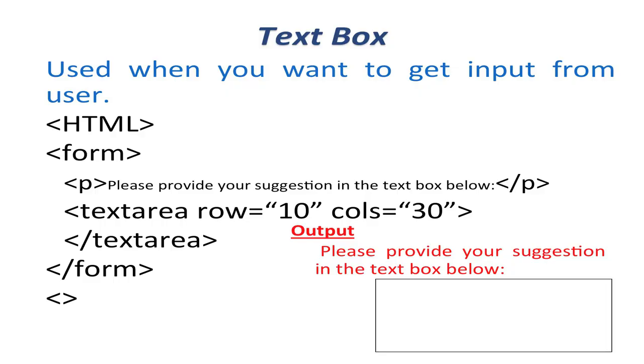Suppose we have to write one paragraph or brief anything, so we will use this text area. Inside the HTML we have a form, and inside the form we have one paragraph in a p tag, and then a text area having 10 rows and 30 columns. In a text box we can write only one row, but in a text area we can write multiple rows, so we have to mention the number of rows and columns, and it is shown at the bottom of this slide. This is a blank text area where we can write around 10 rows and 30 columns. Here it says please provide your suggestion in the text box. This is the paragraph and then the text area, and the form is closed, and then finally HTML is closed.